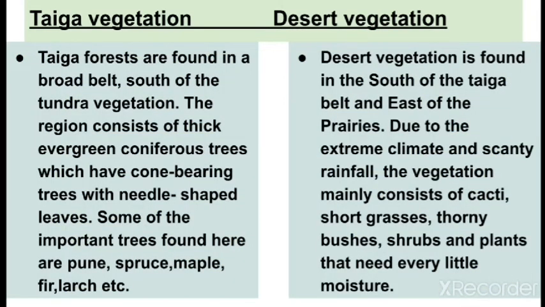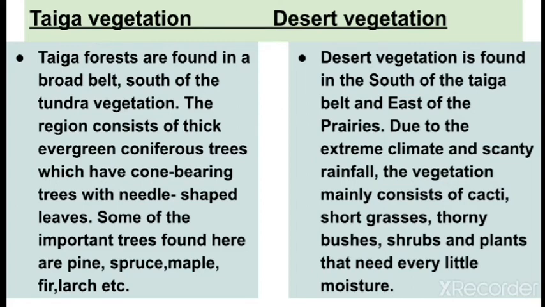Next, differentiate between taiga vegetation and desert vegetation. So in the taiga vegetation you'll write taiga forests are found in a broad belt south of the tundra vegetation. The region consists of thick evergreen coniferous trees which have cone-bearing trees with needle-shaped leaves. Some of the important trees found here are pine, spruce, maple, fir, larch, etc.